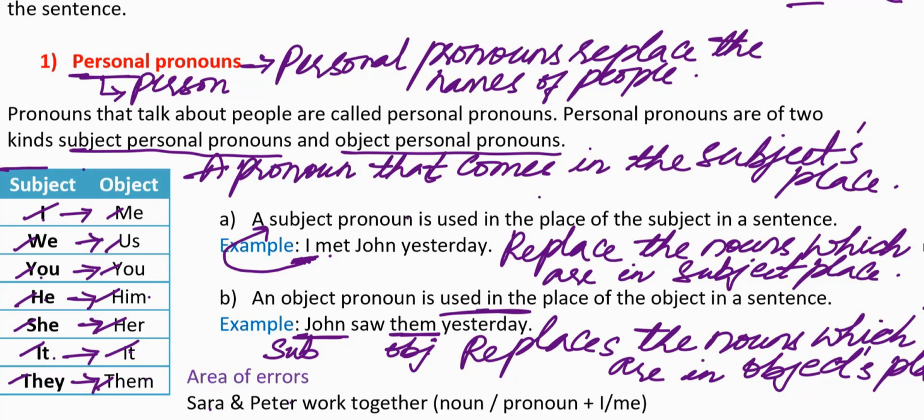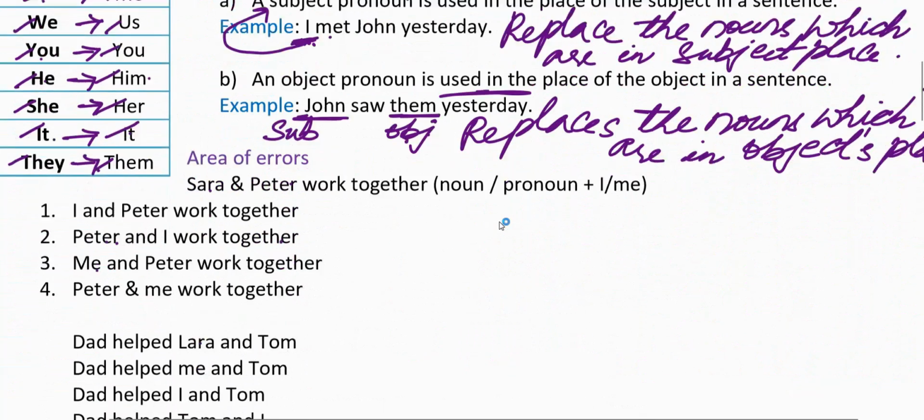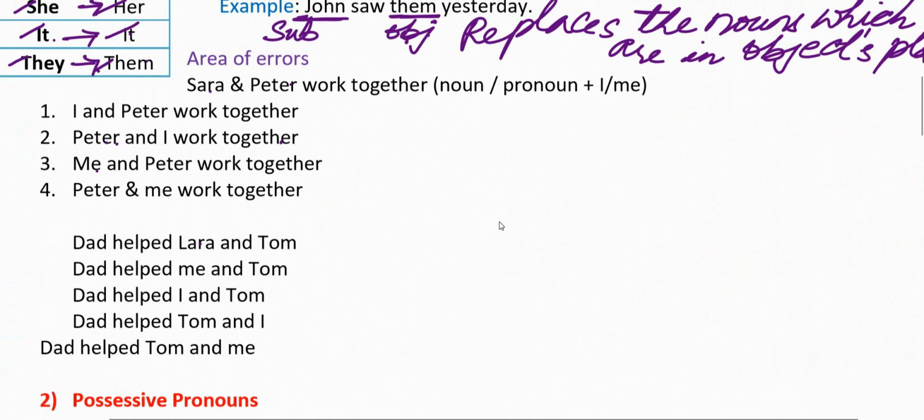I hope you have understood the definitions of subject and object pronouns. The pronoun which comes in the subject's place is called subject pronoun, and the pronoun which comes in the object's place is called object pronoun. Here are the common errors which we make while using the subject and object pronouns.